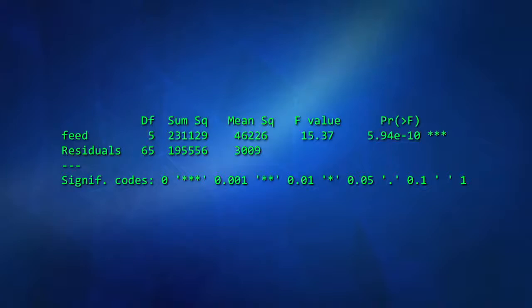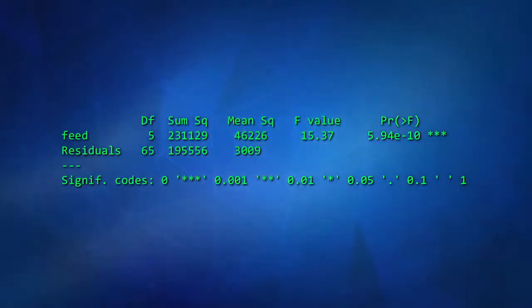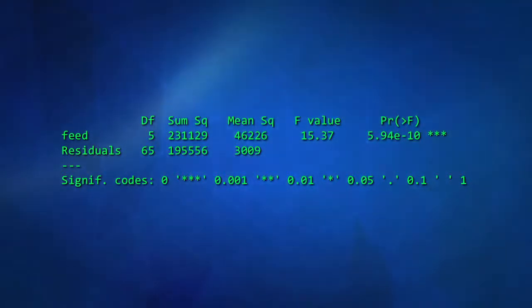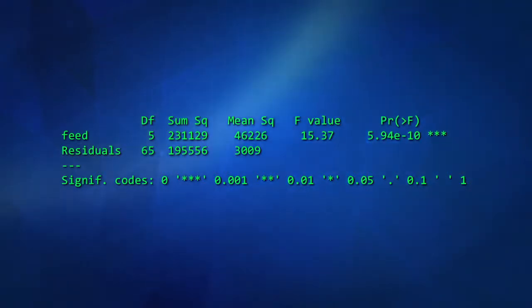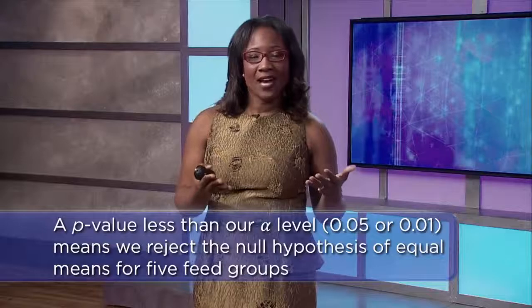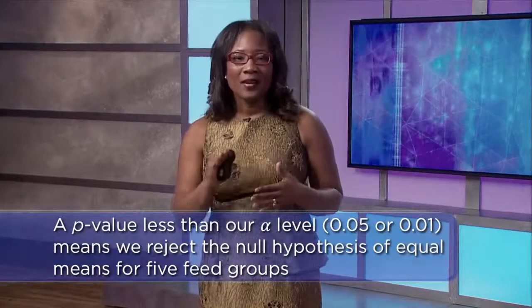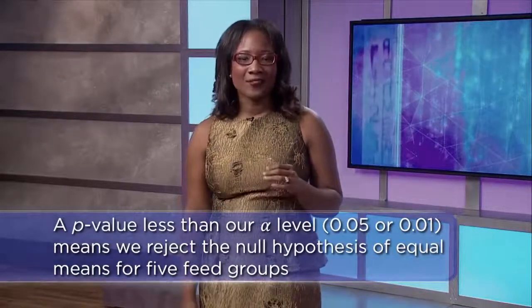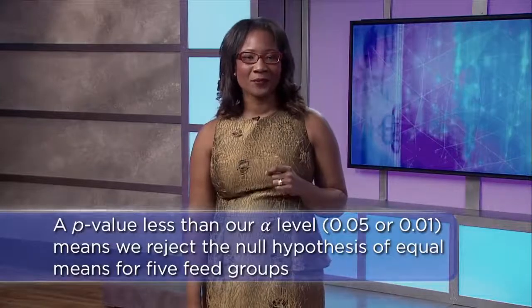Now, studying the output of the ANOVA table, we see that that F statistic has an extremely low p-value. In fact, a p-value less than our alpha level of, say, 0.05 or 0.01 means that we automatically reject the null hypothesis of equal means between those 5 groups. Now, the ANOVA test answers the question whether there are significant differences in the K population means. But it doesn't give us any information about how they differ.